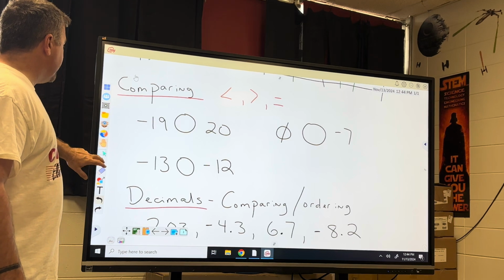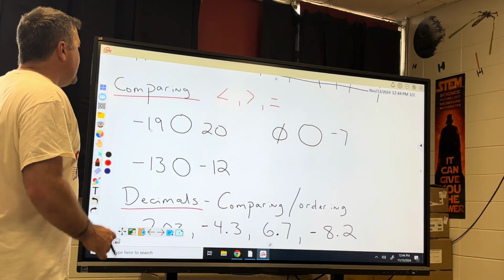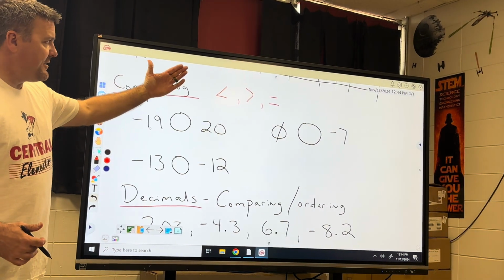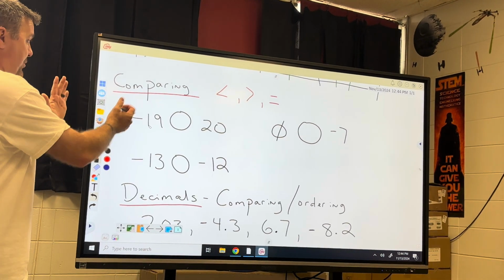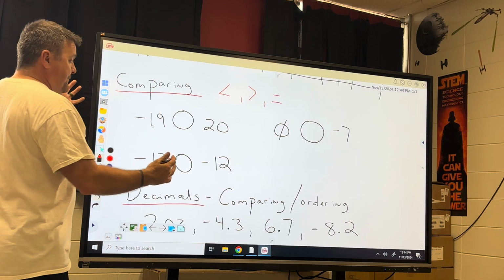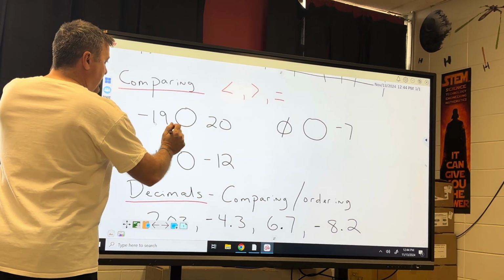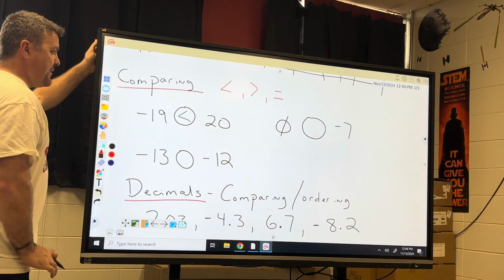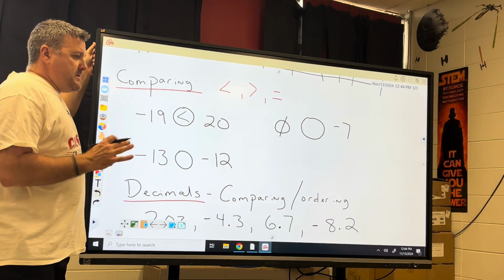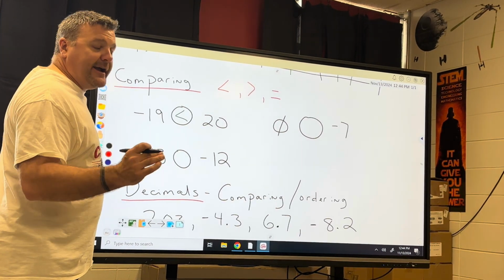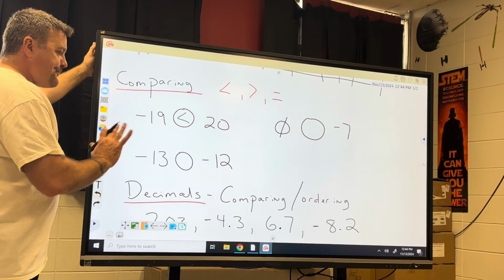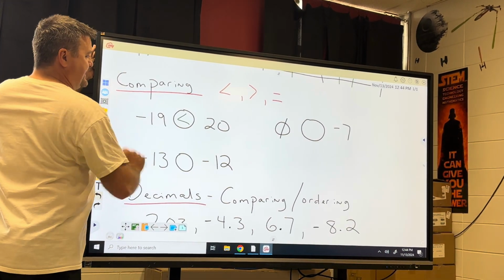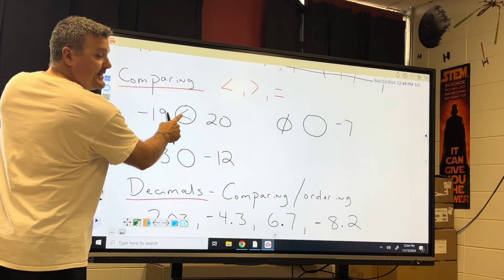Another thing that we did with these integers is we were comparing them using the less than, greater than, or equal to symbol. And that's basically just looking at the problem and figuring out, okay, -19, 20, well then I'm going to use this symbol right here. We talked a lot about the alligator mouth, how the alligator eats the bigger number, that kind of stuff. They need to understand this is the less than symbol. -19 is less than 20.